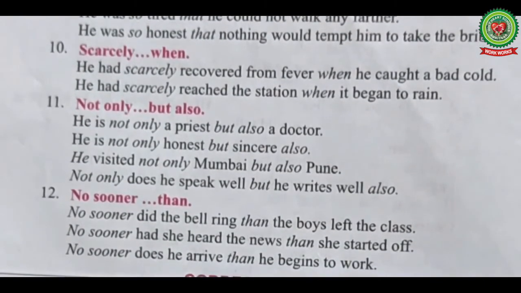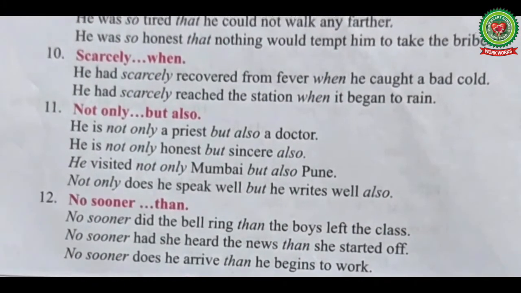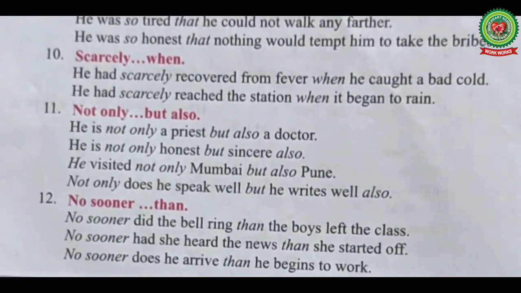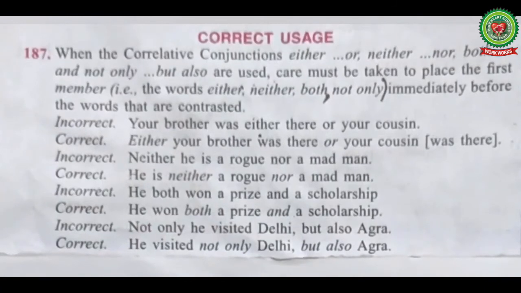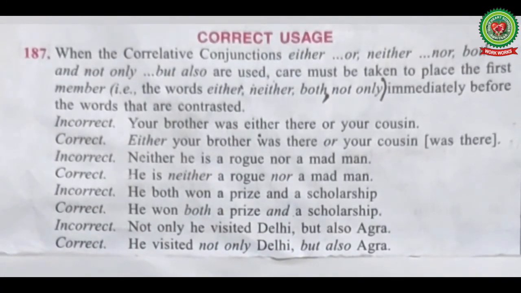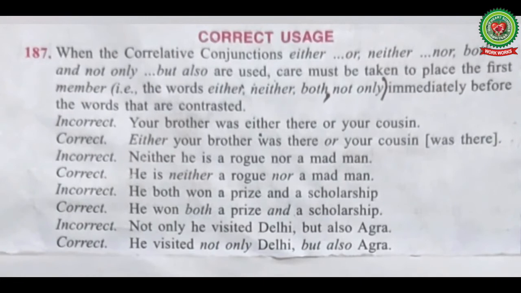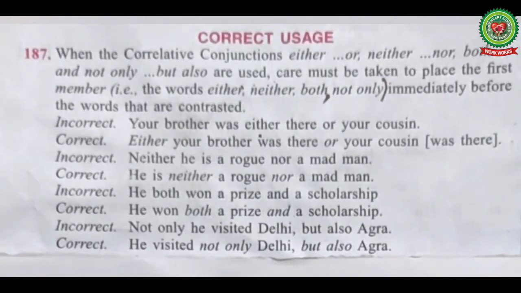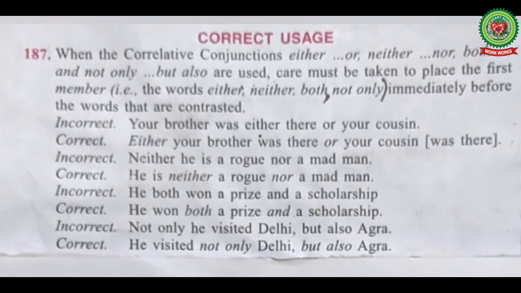I hope, children, you have understood well what correlative conjunctions are. Now let's understand the correct usage of correlative conjunctions. When the correlative conjunctions either, or; neither, nor; both, and; not only, but also are used, care must be taken to place the first member, that is the words either, neither, both, not only, immediately before the words that are contrasted.